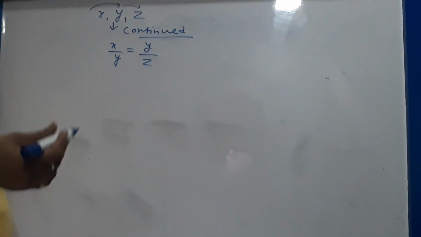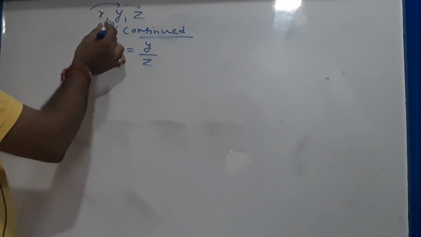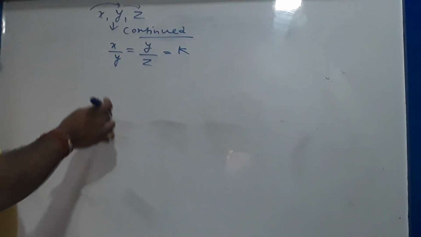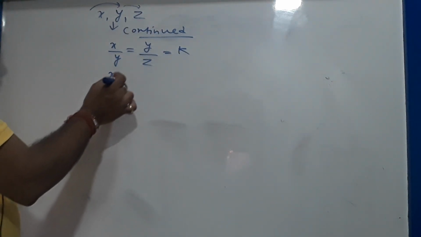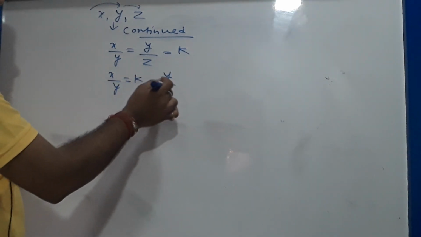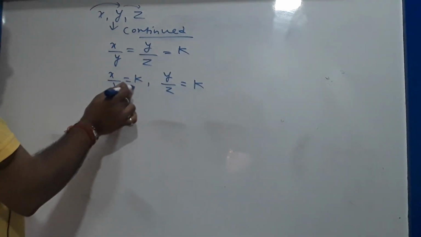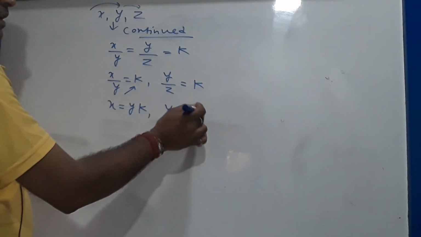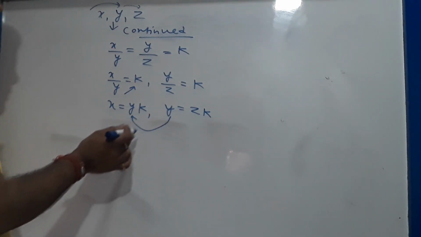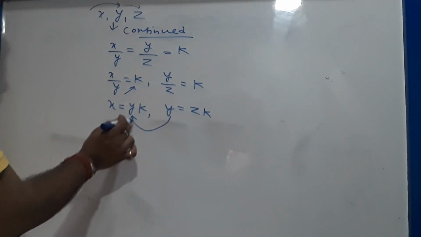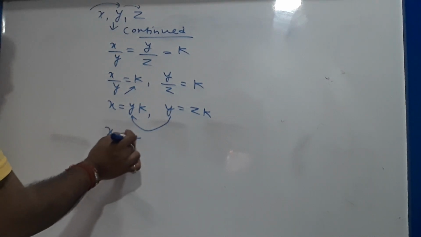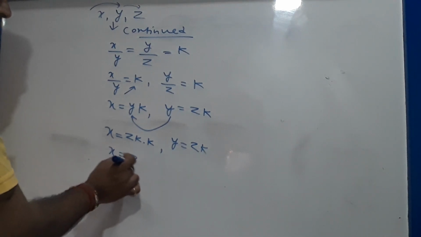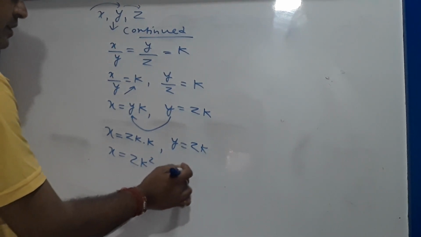Let us solve this problem by the K method. X upon Y is equal to Y upon Z is equal to K. So X upon Y is equal to K, Y upon Z is equal to K. Cross multiply: X is equal to YK and Y is equal to ZK. Put the value of Y in this. So X will be ZK into K, and Y will be ZK. So X will be ZK square and Y will be ZK.